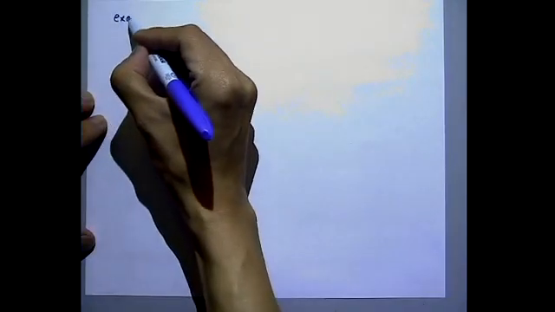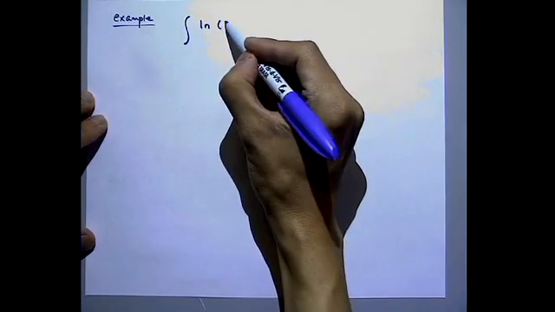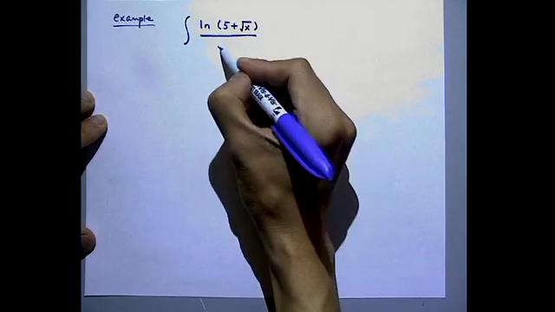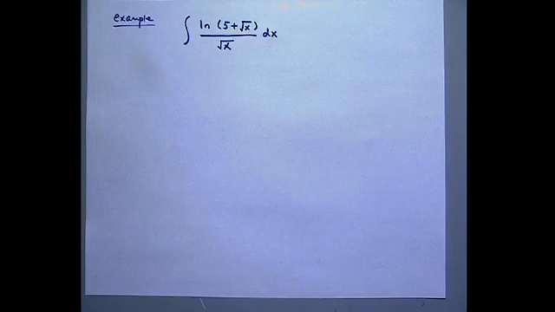Let's do a couple more. Natural log of 5 plus radical x, all over radical x.